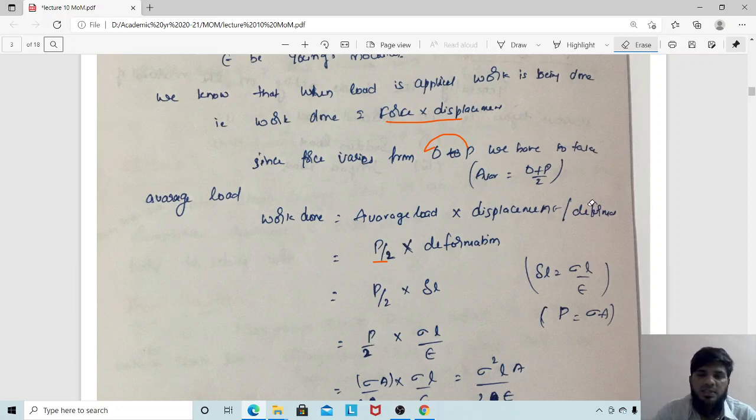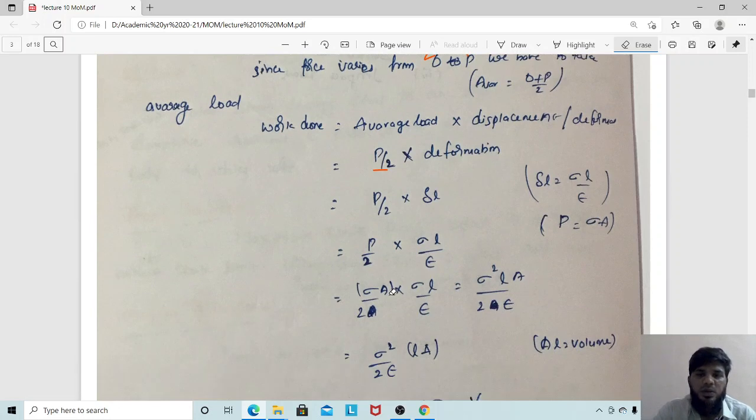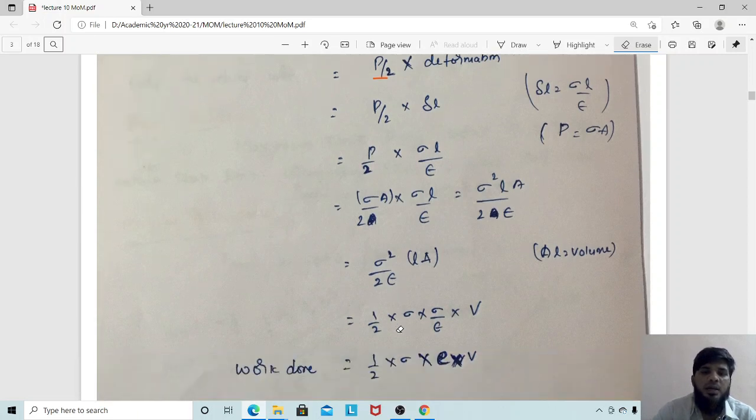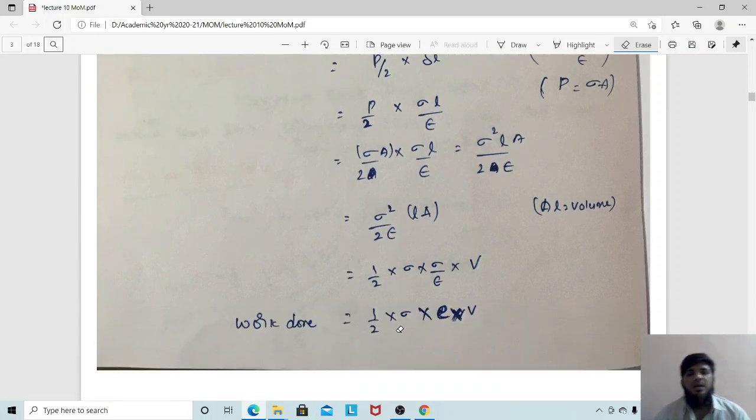In the place of P, we can write sigma A, that we have already written. Sigma into sigma, that is sigma square L A divided by 2E. Therefore the formula is sigma square LA by 2E. But LA is nothing but the volume. So sigma square V by 2E. Clear? Done here. So this is the amount of work done.